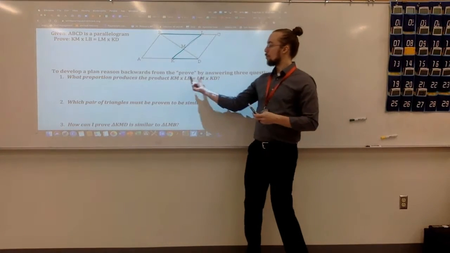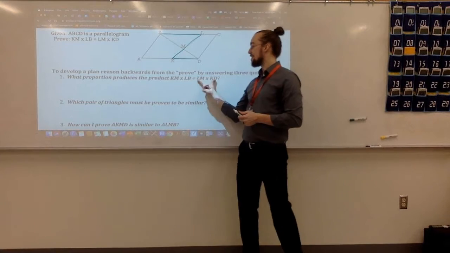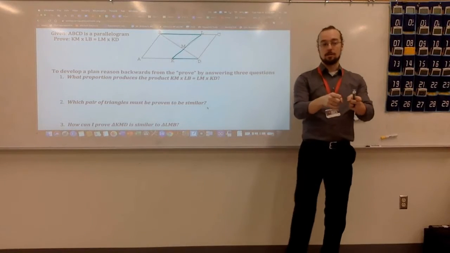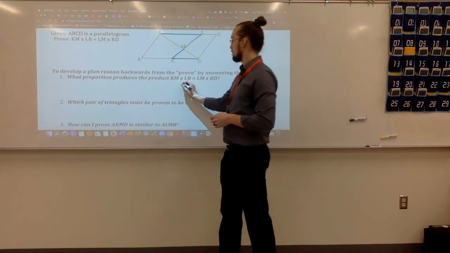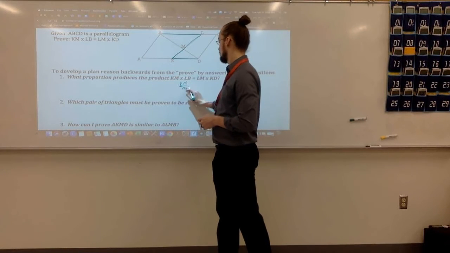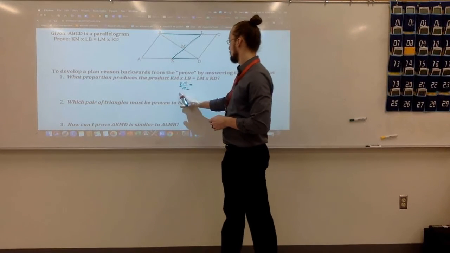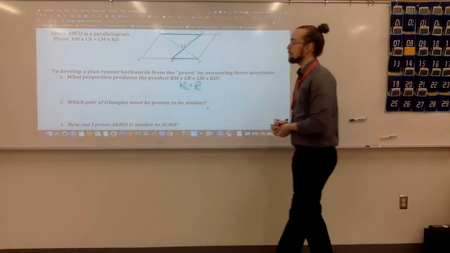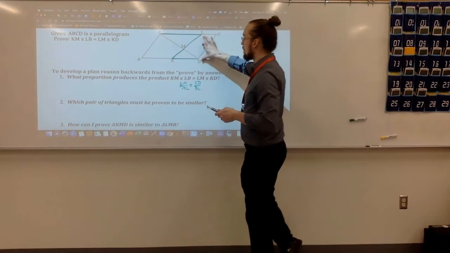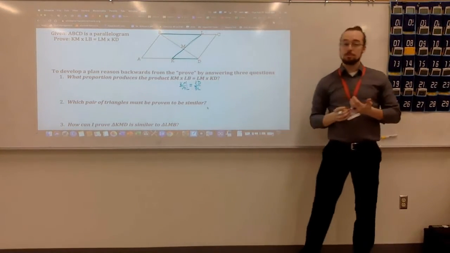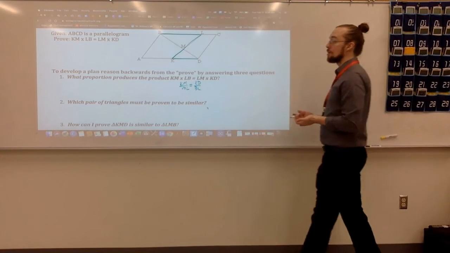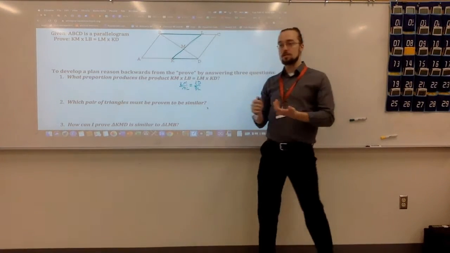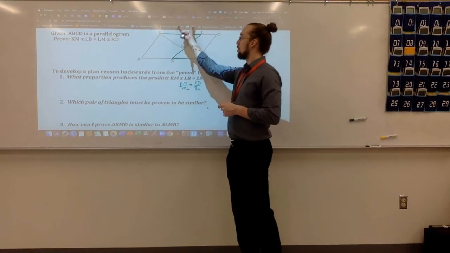But before we do that, we want to think about this statement right here. We just want to go back one step and get to a proportion that would ultimately get me there. KM over ML, and KD over BL. With the sides that we're given, we want to think about matching up corresponding sides and writing a proportion. So KM over ML, those sides match up, and those would be corresponding sides in these two similar triangles. And KD over BL.